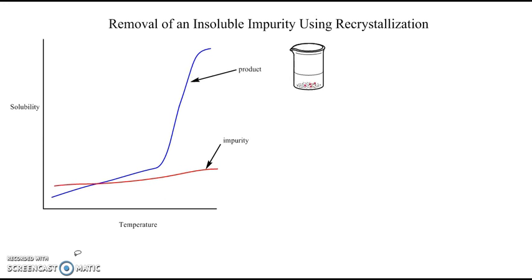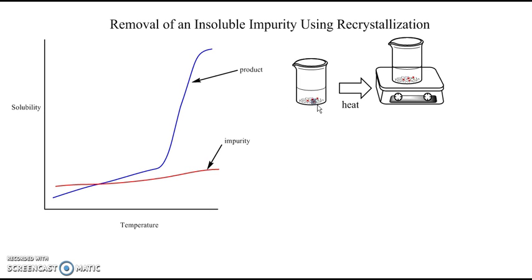So if we look at how this solubility profile is going to allow us to purify our desired product, we start off with our solution that has our product, which are these darker black specks, contaminated with some impurity, which are the red specks. And we take our sample that we're purifying and we heat it on a hot plate.